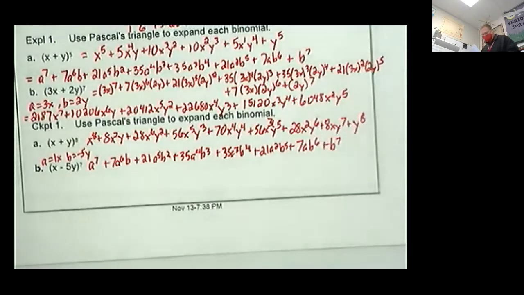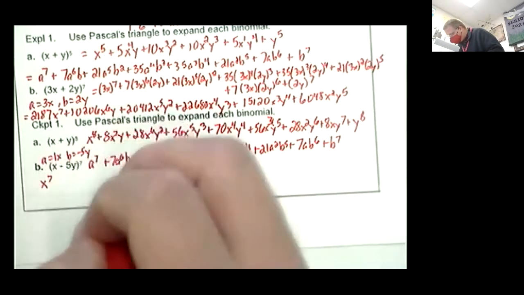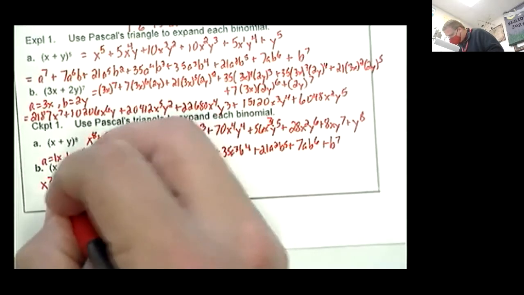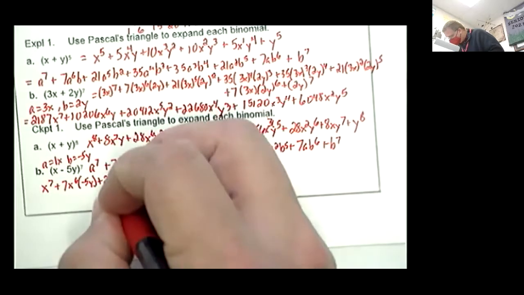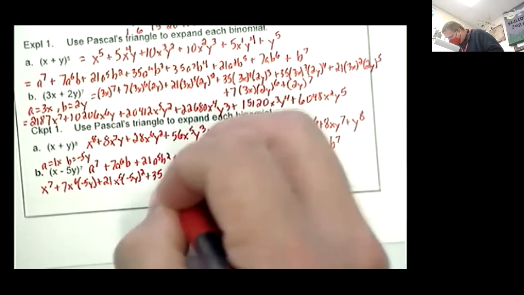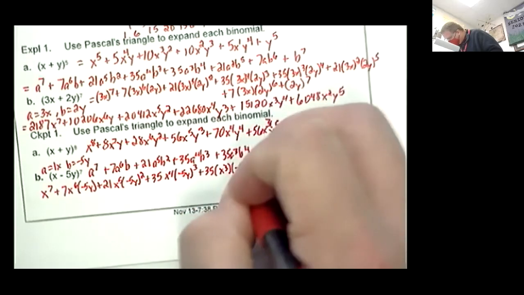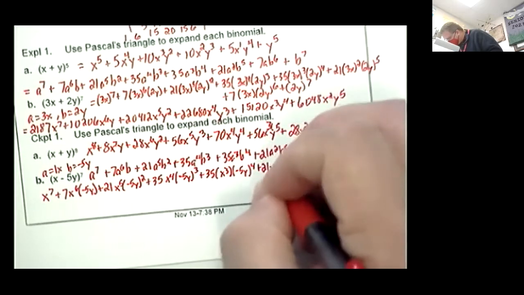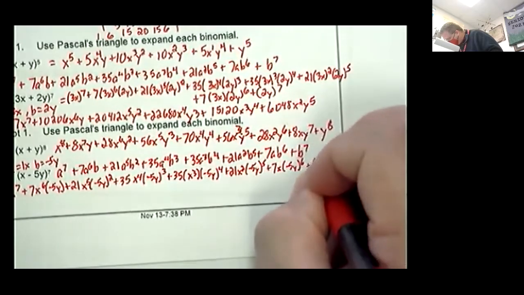Now we're going to plug in what we know, and that's going to be x to the 7th plus 7 times x to the 6th negative 5y plus 21 x to the 5th negative 5y to the 2nd plus 35 x to the 4th negative 5y to the 3rd plus 35 x cubed times negative 5y to the 4th plus 21 x squared negative 5y to the 5th plus 7x negative 5y to the 6th plus negative 5y to the 7th.